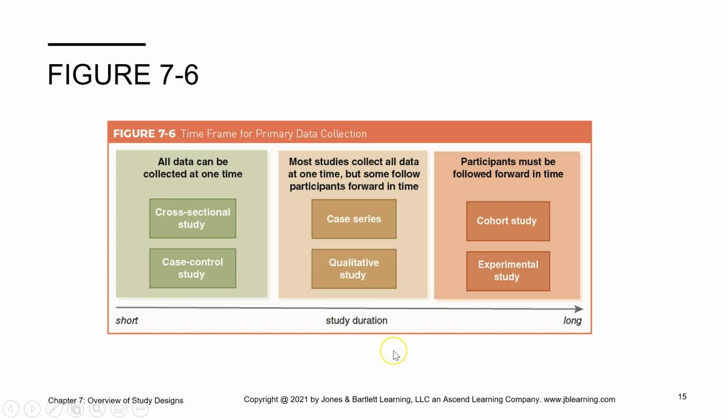Then if you are collecting all data at one time, but some information needs to be collected in the future, it could be, say, a case series and qualitative. But then if you have a study where participants must be followed forward in time, it's going to be much longer, and these are the cohort and experimental studies.